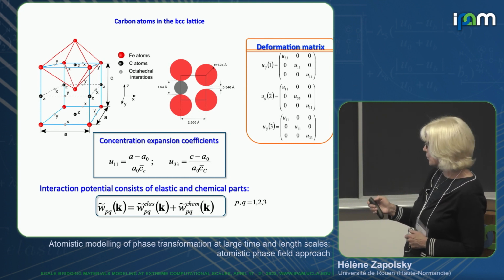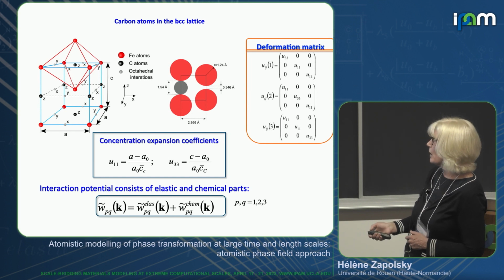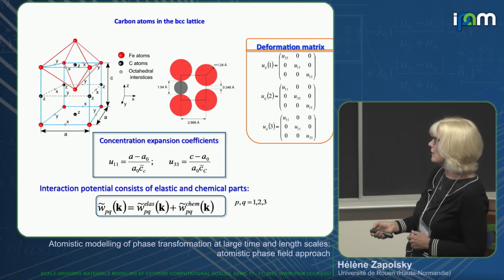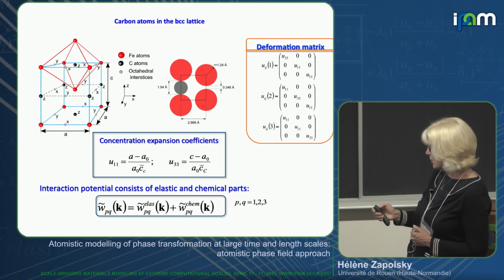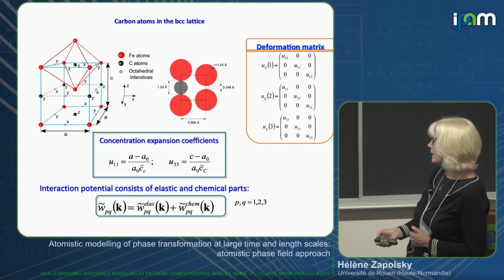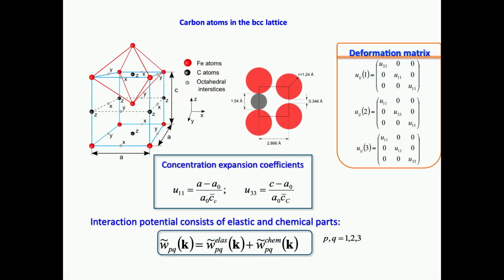And in this case, to describe all of this, we introduce the concentration expansion coefficient, which is the difference between the lattice parameter in the martensite phase and the initial BCC ferrite phase. Then we can write the deformation matrix. It's just a cubic matrix, so there are only the tetragonal elements. And then the interaction parameter in this case will contain an elastic part and a chemical part.